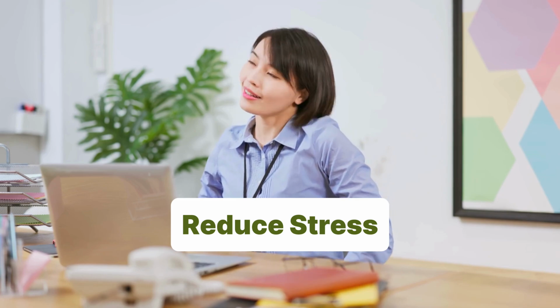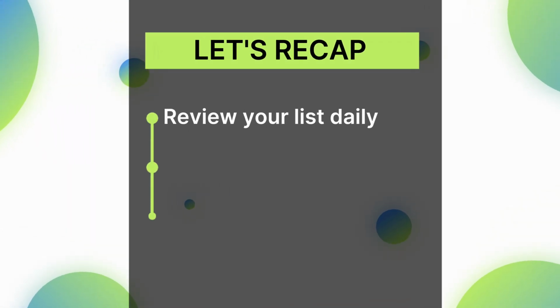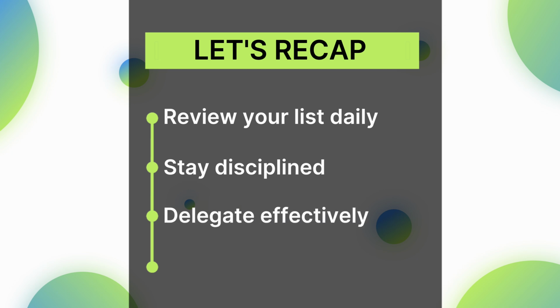To get the most out of the ABCDE method, keep these tips in mind. 1. Review your list daily. Prioritize tasks every morning or the night before. 2. Stay disciplined. Focus on completing your A tasks before moving to anything else. 3. Delegate effectively. Make sure you actually delegate your D tasks to someone who has the time and skills to handle them. 4. Be flexible. Life happens, and priorities can shift. Be open to reassessing your task list as needed and adjusting accordingly. With these simple adjustments, you can make the ABCDE method a part of your everyday workflow.